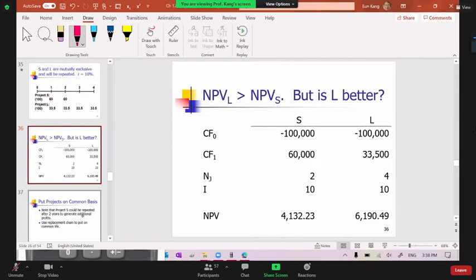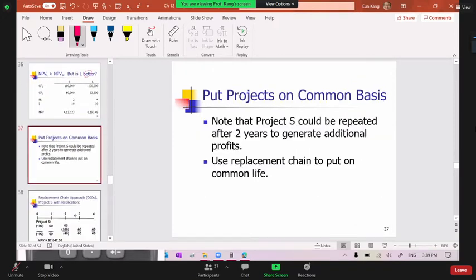But the question is here, but is L better? Actually, the answer is no. Why? For you to do project S just once, project L just once, you can do project S twice, right? So like this. Note that project S could be repeated.